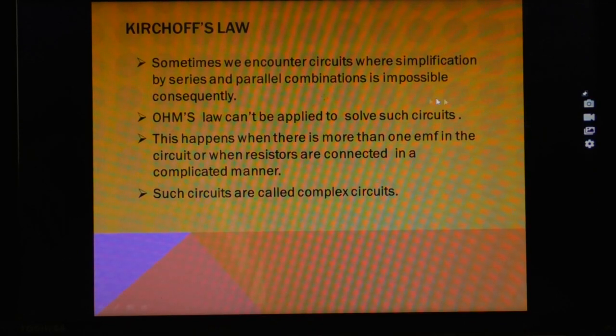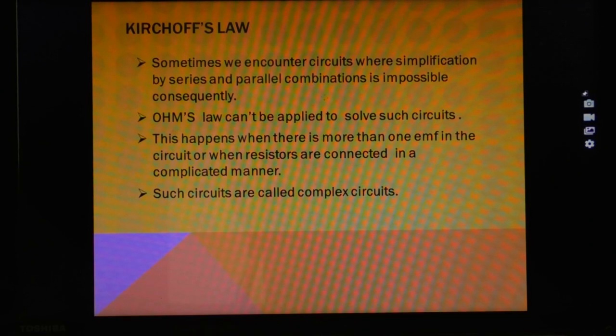Kirchhoff's law. Sometimes we encounter circuits where simplification by series and parallel combination is impossible. Consequently, Ohm's law cannot be applied to solve such circuits. This happens when there is more than one EMF in the circuit, or when the resistors are connected in a complicated manner. So, dear students, we noticed previously that where we deal with components of a circuit like a capacitor or a resistor or any other electronic device with one source of energy, then such a circuit could be solved by using simple Ohm's law.